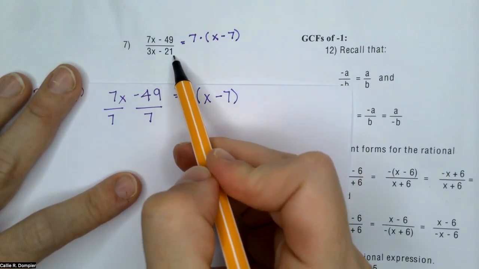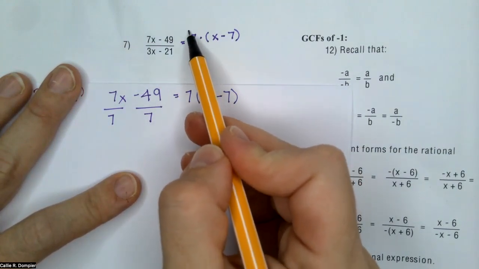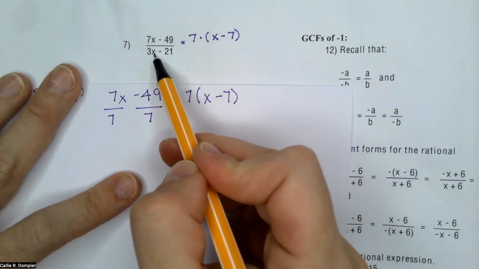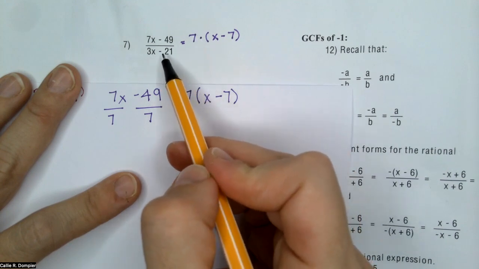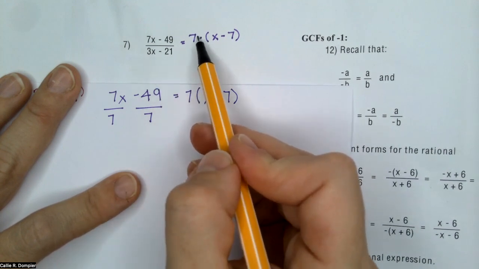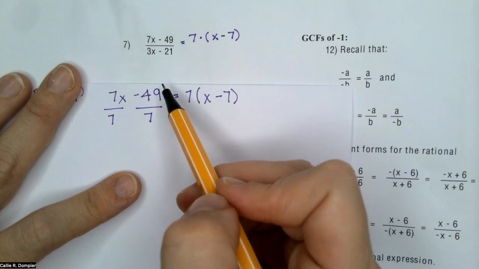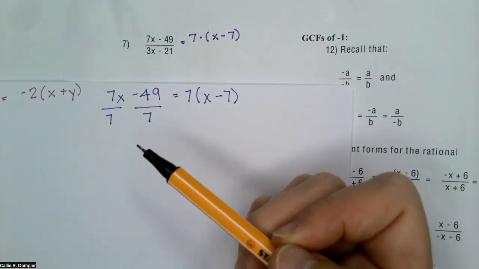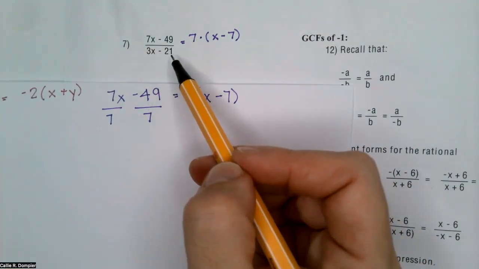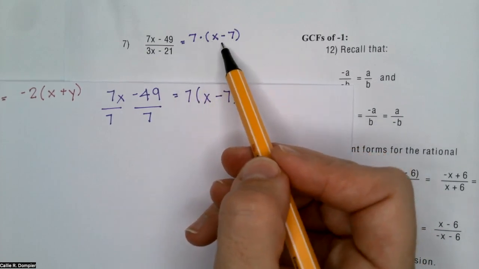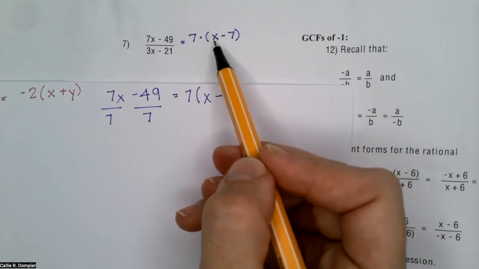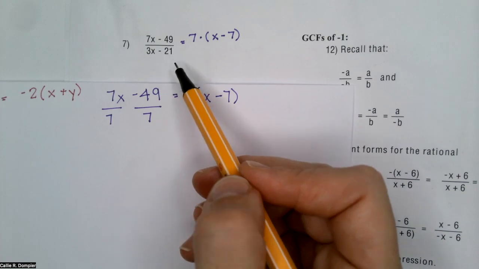Here I have a 3x minus 21. One of my factors is 7. I don't think 3x is going to go into 7, right? Negative 21 does go into 7, but it would need both of them to go into 7, right? So my only other possibility is the x minus 7. So can I pull an x minus 7 out of 3x minus 21?